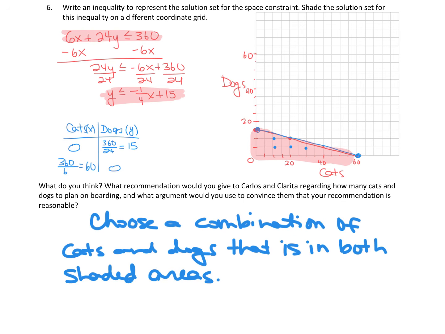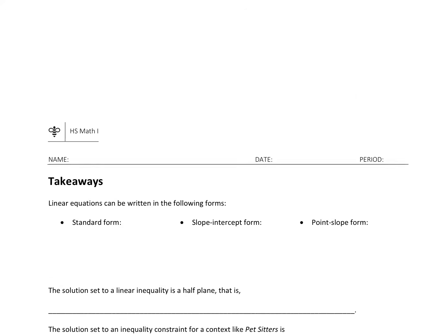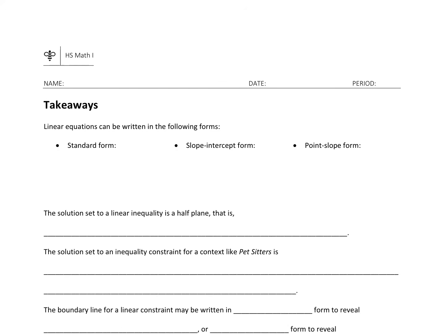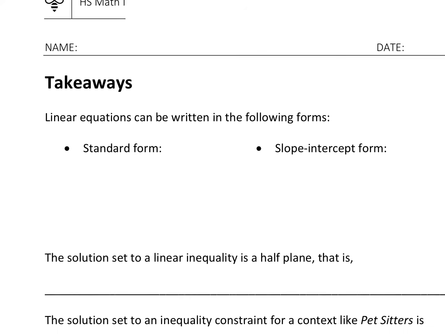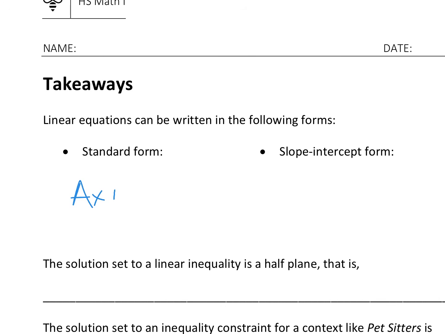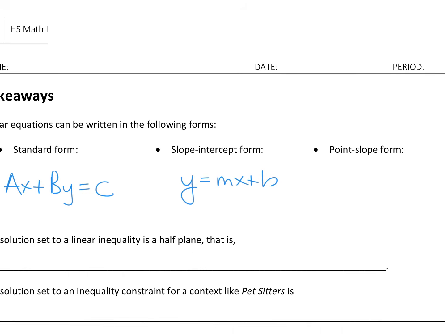Let's go ahead and do our takeaways, and then we will be done with this activity. So last page. Linear equations can be written in the following forms. Standard form, ax plus by equals c. This is when the x and the y are both on the left side. Slope-intercept form, y equals mx plus b. The y is by itself. We have the x with the slope and the y-intercept on the right. I'm not going to cover point-slope form, so don't worry about that.